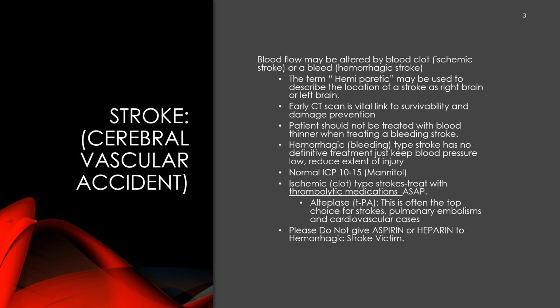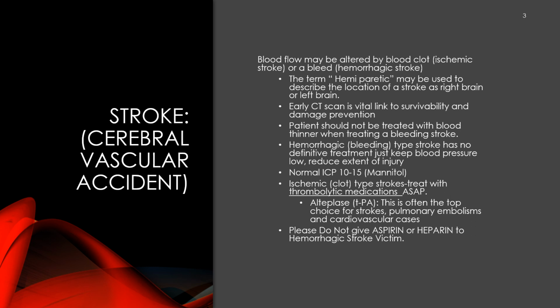So the idea with a hemorrhagic stroke, the treatment plan is to probably get them into surgery ASAP and to somehow keep the blood pressure as low in the brain as they can. Regarding ischemic strokes, you're best off treating that with thrombolytic medications such as alteplase, which is known as TPA, and often this often works very good. And they use this same medication for pulmonary embolisms and cardiovascular disease.